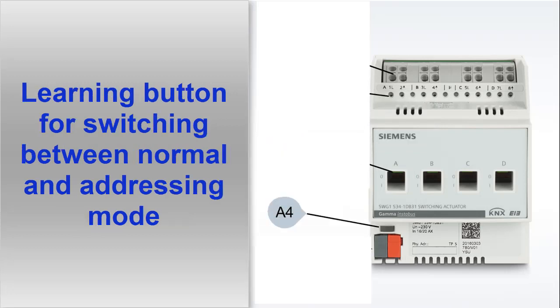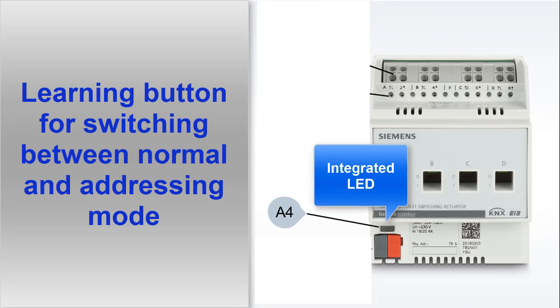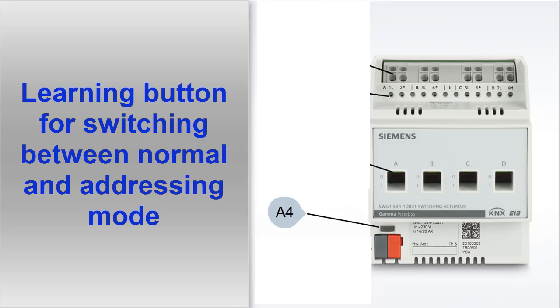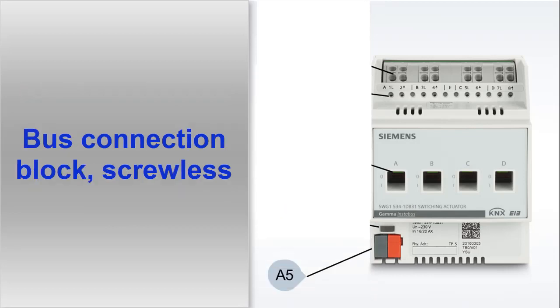A4. Learning button for switching between normal operating mode and addressing mode for receiving the individual address. With integrated LED for indicating normal operating mode, LED off, or addressing mode, LED on. Returns to normal operating mode automatically after receiving the individual address. A5. Bus connection block, screwless.